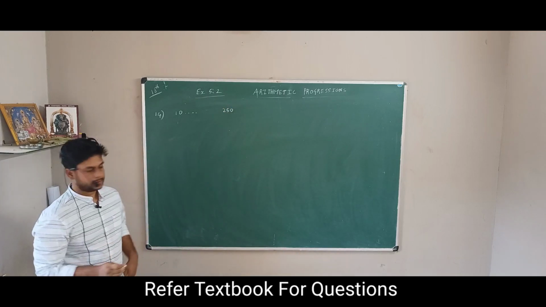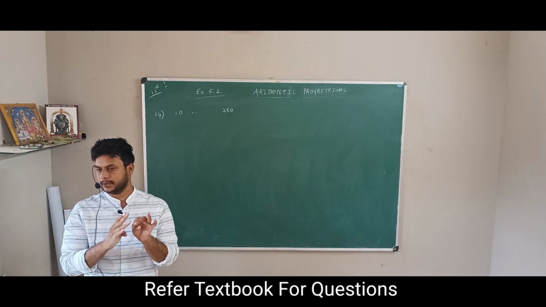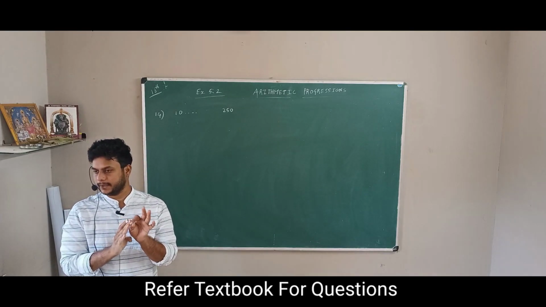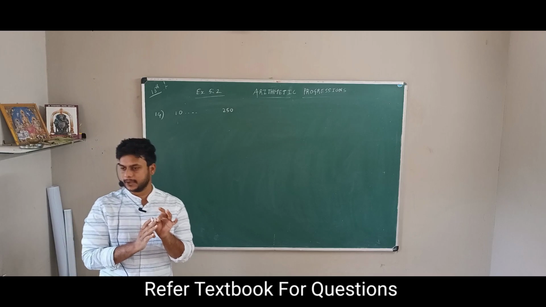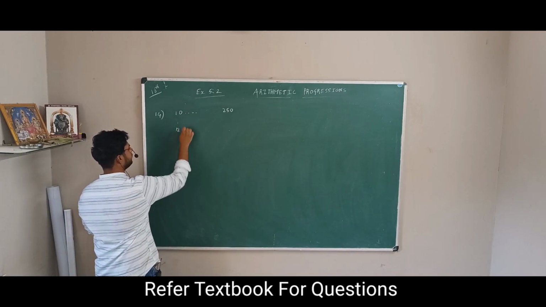So multiples of 4. First, is 10 a multiple of 4? 4 ones are 4, 4 twos are 8, 4 threes are 12. Is 10 a multiple of 4? No. So what is the first multiple of 4 above this number? 12. I will take 12 as the first number. Next.